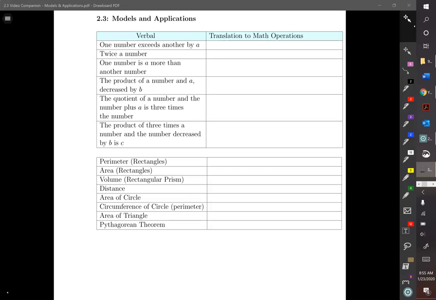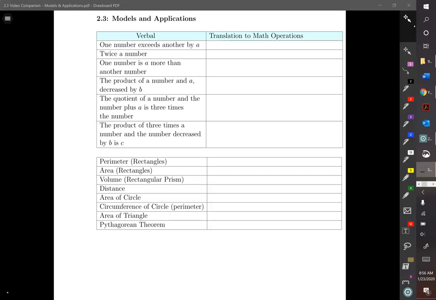Hi, this video is on 2.3 models and applications. Models are just really equations, or later we'll call them functions, that are kind of like formulas that will represent what's happening with the data from a real world situation or application. So again, it should be kind of review, but we're going to go faster and more in depth.